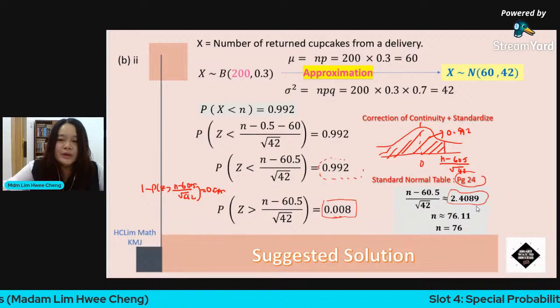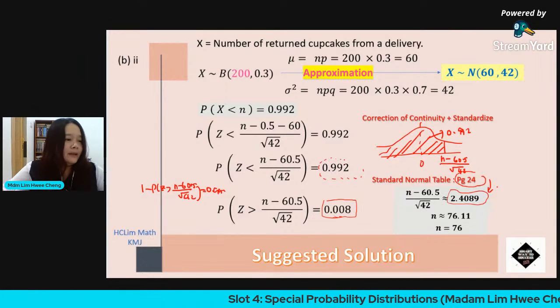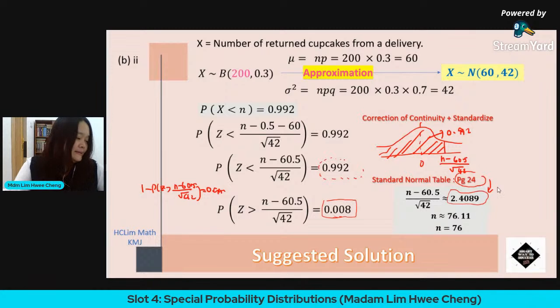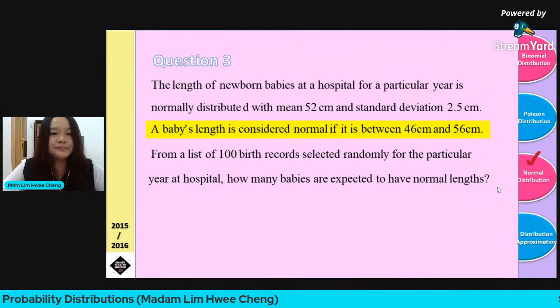Okay, so this one you may go back and try. You open your page 21, then you can see. Okay, so we proceed to the third question here.